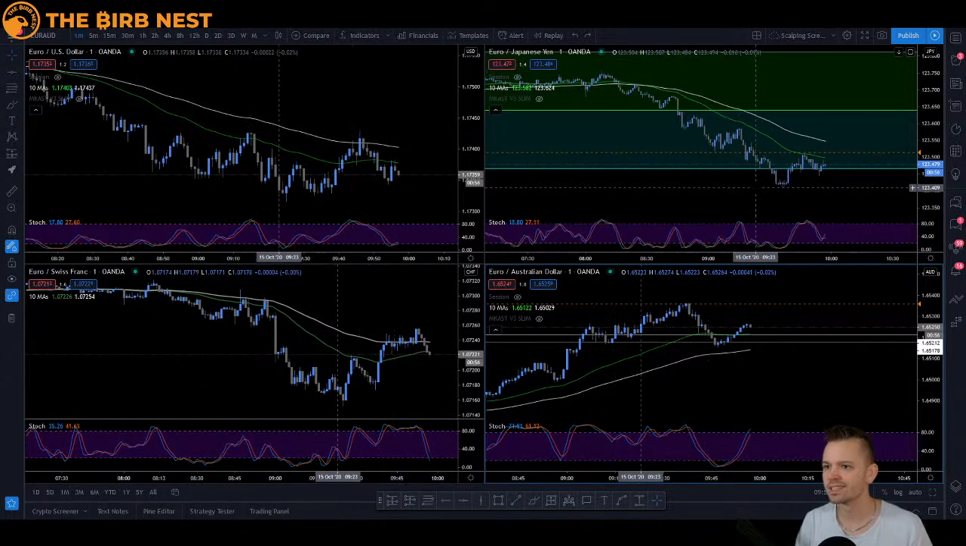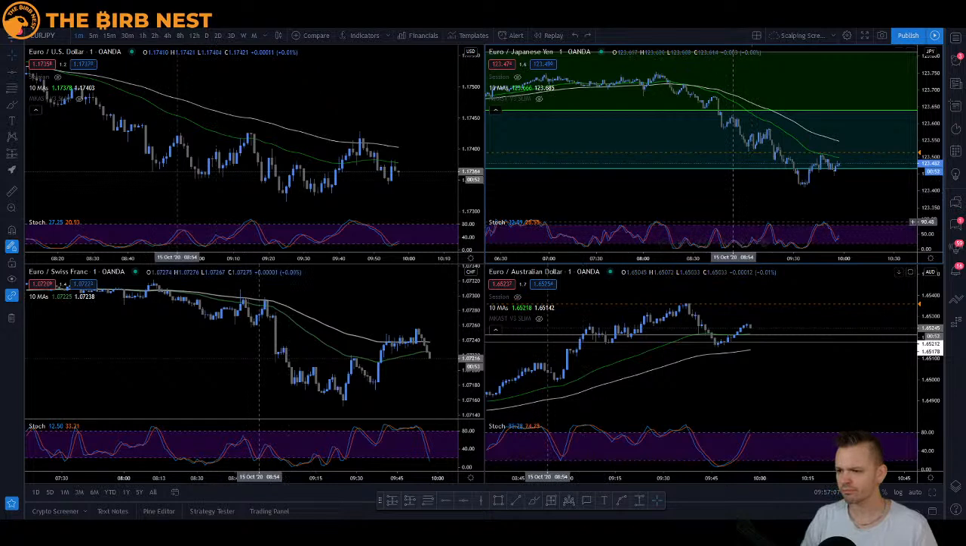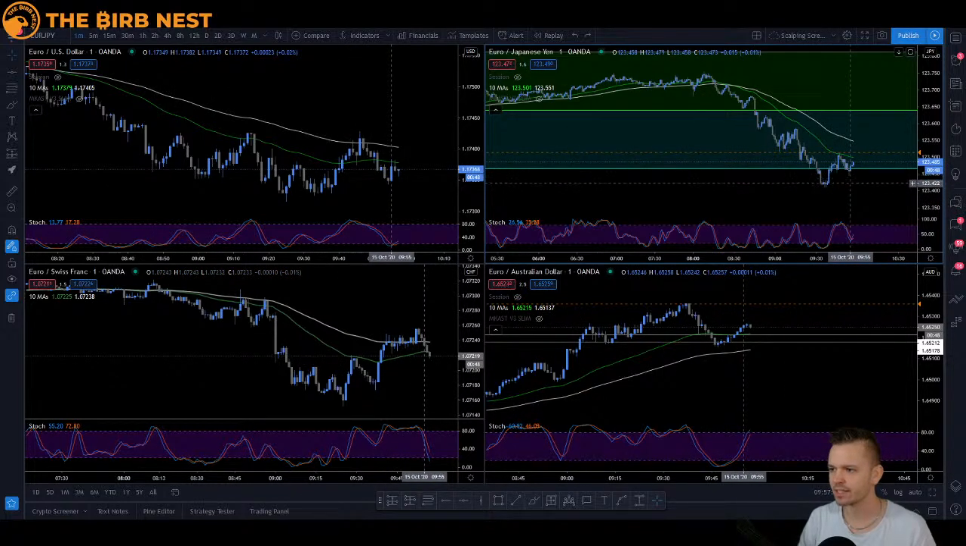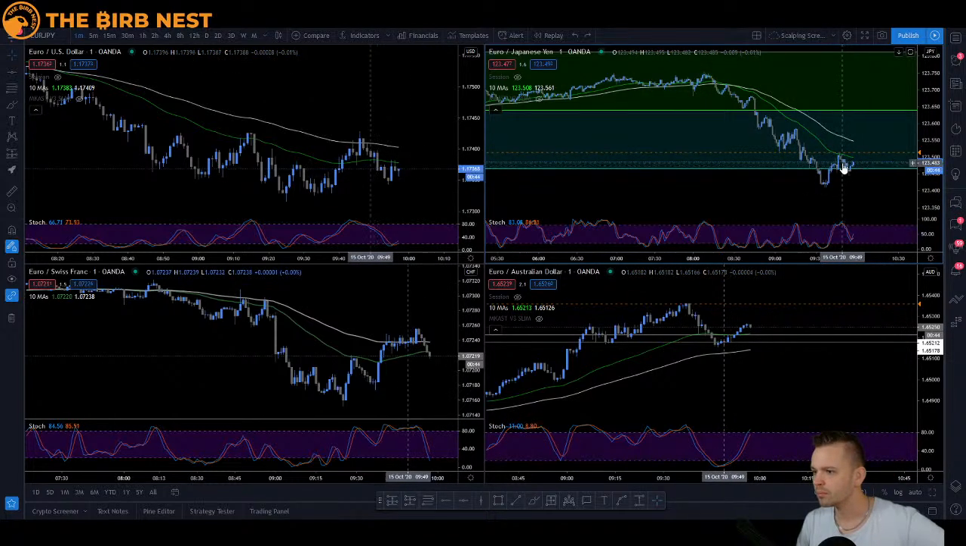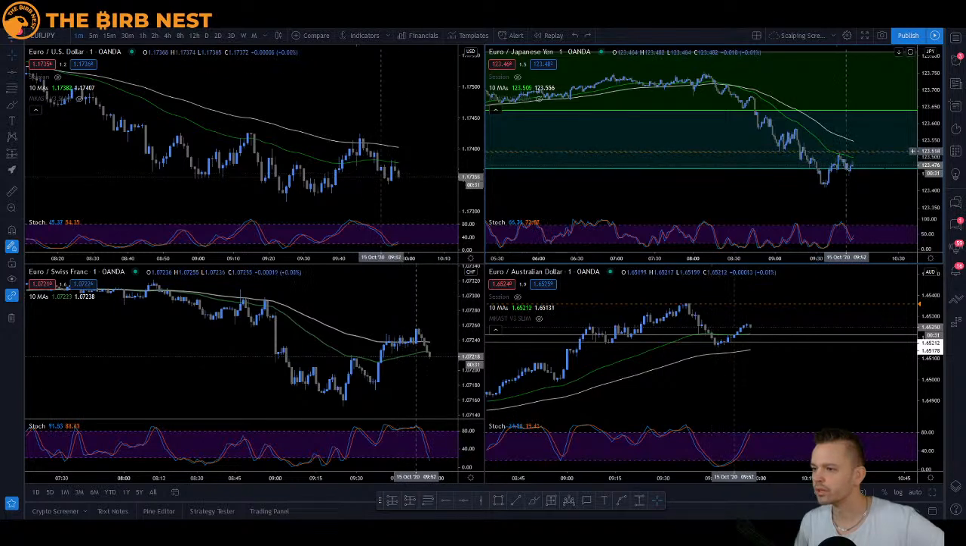Now let's look at the euro JPY that we looked at earlier. Not looking as interesting right now, but still, as soon as the stochastics went from above oversold to below overbought, up here we could have entered, right?